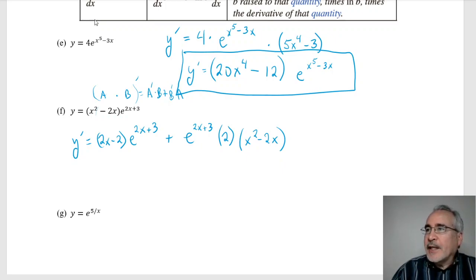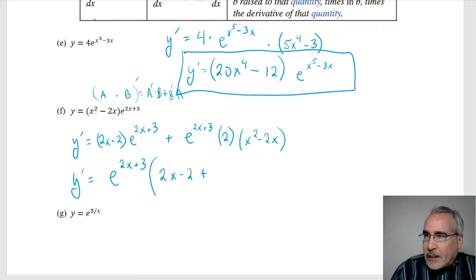How do we want to simplify? Again, we could distribute through here, and then notice that there's an e to the 2x, so we could factor that out, just using algebra factoring. I don't remember what the answer was. So I'm taking the e to the 2x, I'm factoring it out. And then what we're left with is 2x minus 2 plus, let's distribute this 2 through, 2x squared minus 4x.